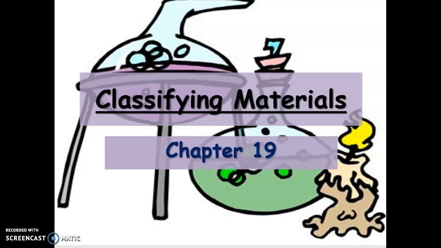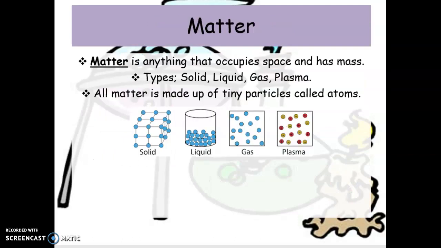So firstly, you've revised what matter is. So matter, if you remember, is anything that occupies space and has mass. Your three main types are solid, liquid and gas, and then your fourth type is plasma. And the important thing to take from that is that matter is made up of those tiny particles.